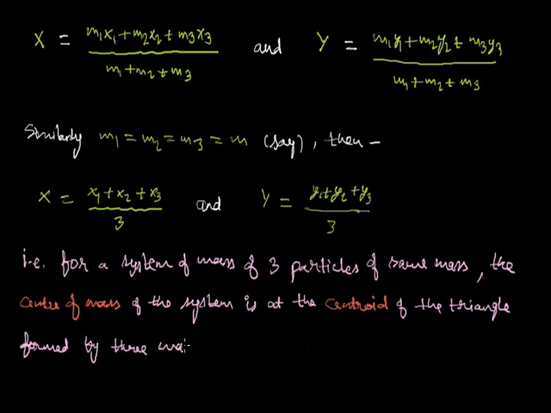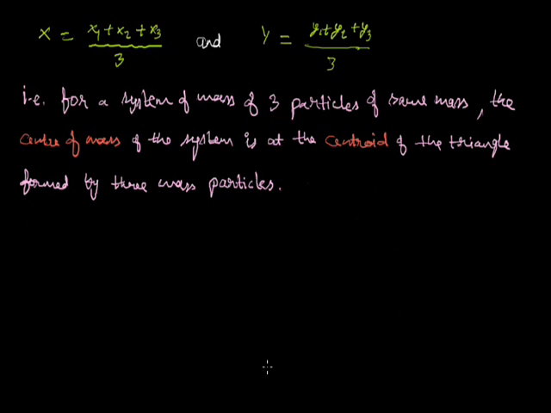So that's all for today. In the next turn, we will take the general description for the center of mass of a system having n number of particles arranged in a three coordinate system, or having their positions in a three coordinate system.